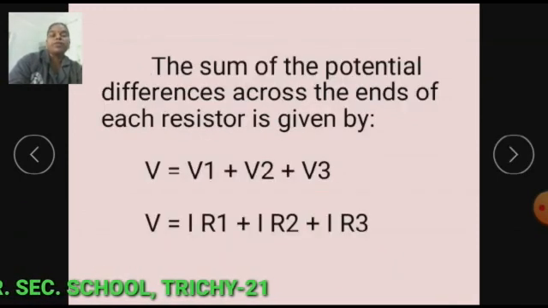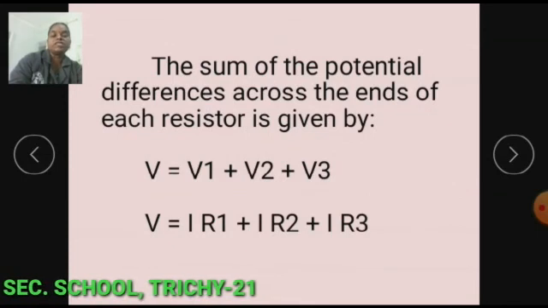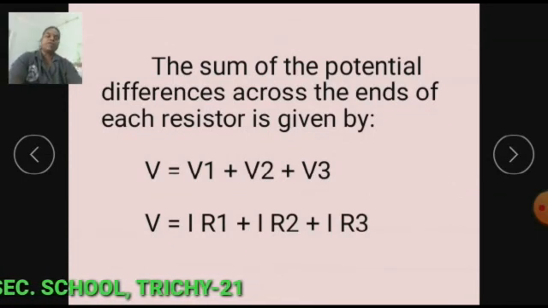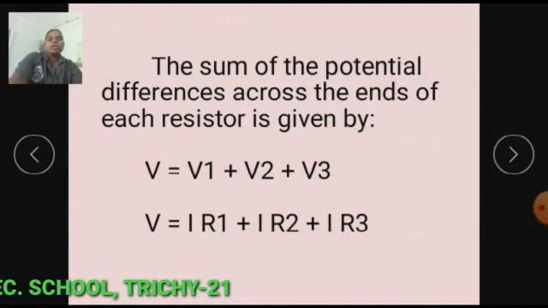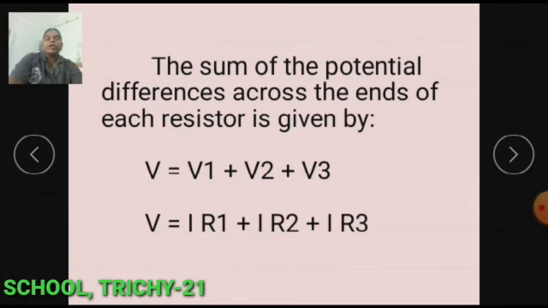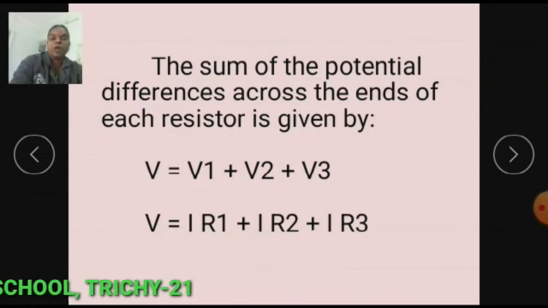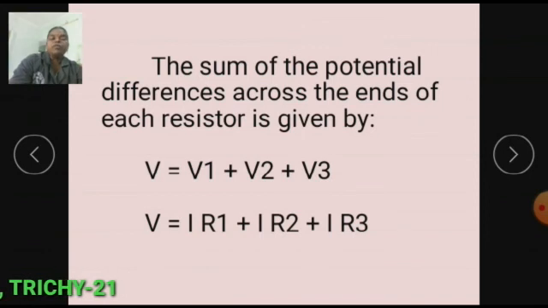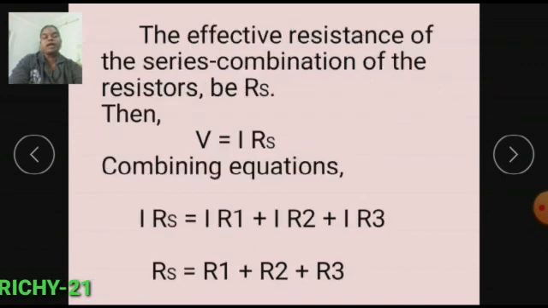The sum of the potential differences across the ends of the resistors is given by V equal to V1 plus V2 plus V3. According to Ohm's law, V equal to IR. So, V1 equal to IR1, V2 equal to IR2 and V3 equal to IR3. Now, substitute the values V1, V2, V3. Then we get V equal to IR1 plus IR2 plus IR3.